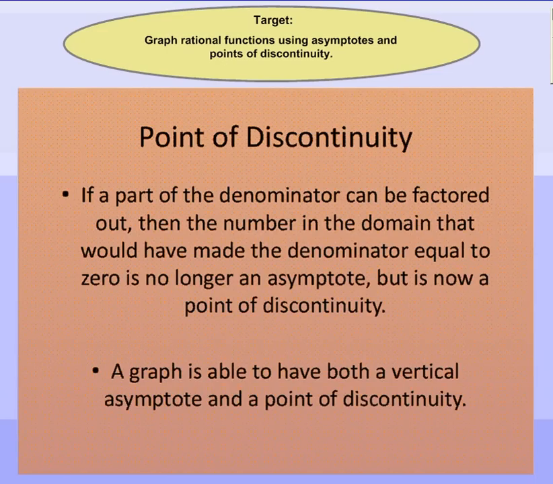Okay, so what is a point of discontinuity? If a part of the denominator can be factored out, then the number in the domain that would have made the denominator equal 0 is no longer an asymptote, but it's now a point of discontinuity. The graph is able to have both a vertical asymptote and a point of discontinuity at the same time. It's going to be best to see some examples with this.